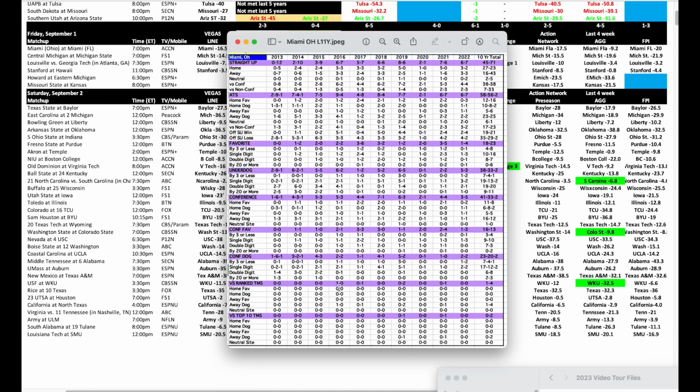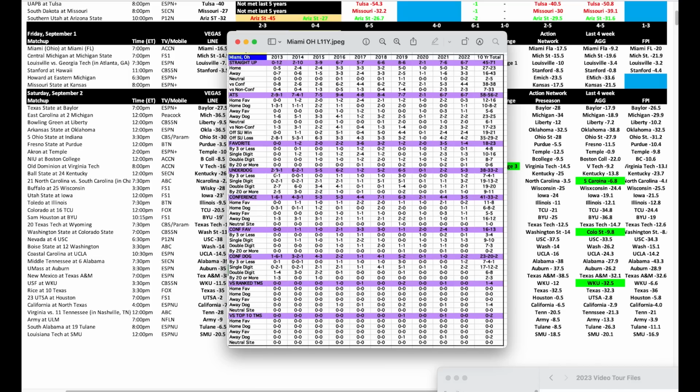You already get these in the magazine up here. The straight up records, the ATS records, that's all in the magazine. However, this is even more. How do teams do as a favorite? How about when they're favored by 3 or less? Single digit, double digit, 20 or more. It's all right there. Look at this.